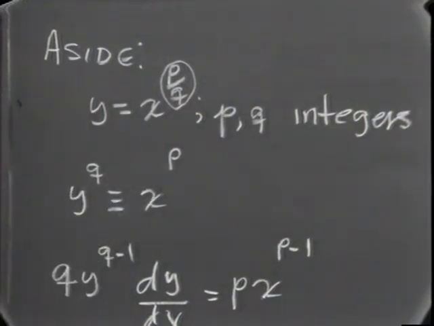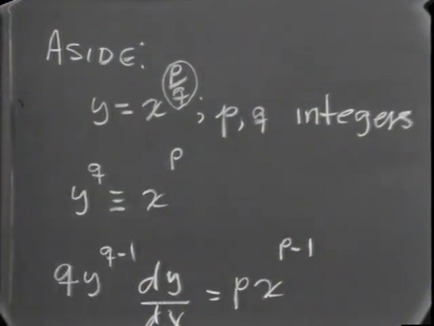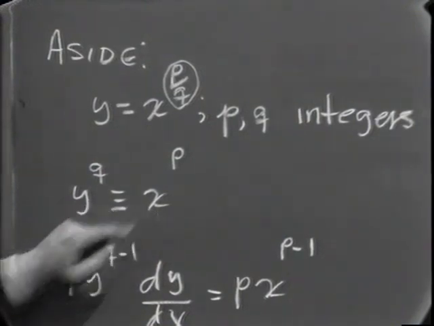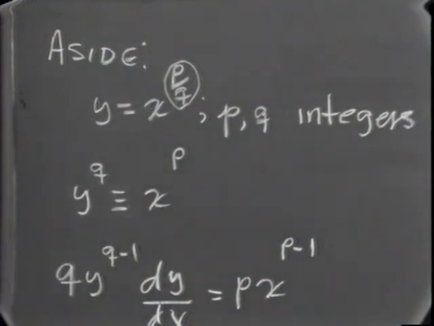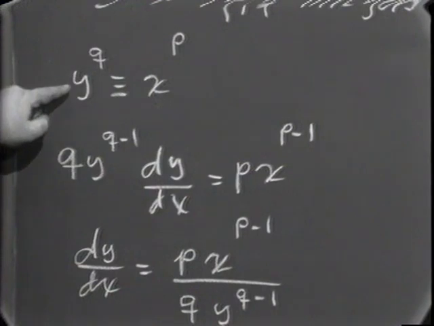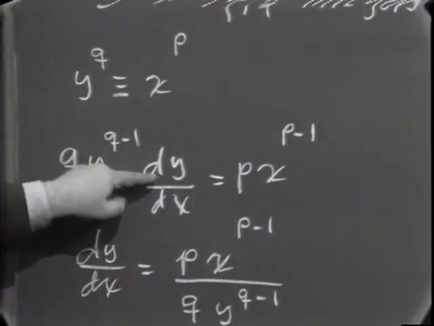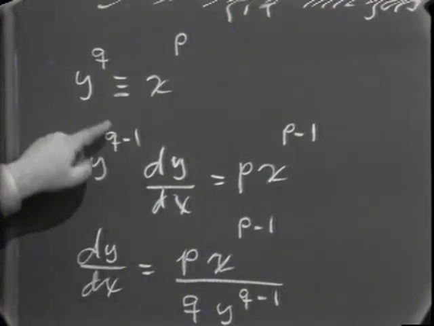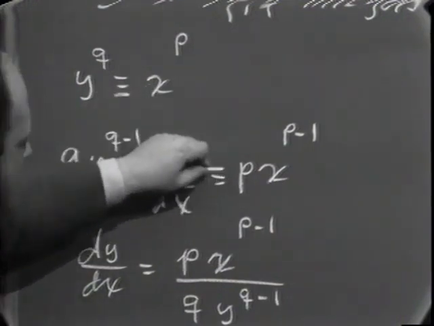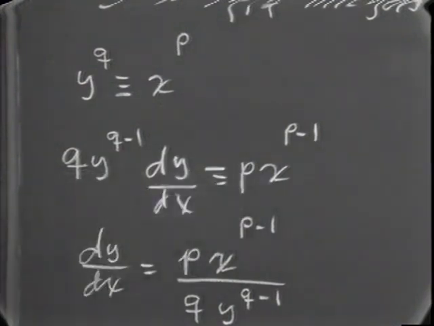Now, we know how to differentiate powers of x or y if the power happens to be an integer. So by implicit differentiation, assuming that this is now an identity, which it is if y equals x to the p over q, if we differentiate both sides with respect to x, the derivative of the left-hand side is q y to the q minus 1 times the derivative of y with respect to x. That is, we're differentiating with respect to x. And the derivative of the right-hand side is p x to the p minus 1. And since this is an identity, these two expressions must be equal.